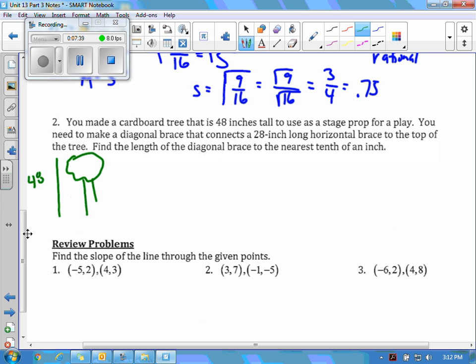Then it says you need to make a diagonal brace that connects a 28-inch long horizontal brace to the top of the tree. So I have a horizontal brace, which is 28 inches, and I need to find the diagonal there. Okay, so we haven't gone over this before. I want you guys to do your best to try to figure that out. If you don't get it, don't worry about it.